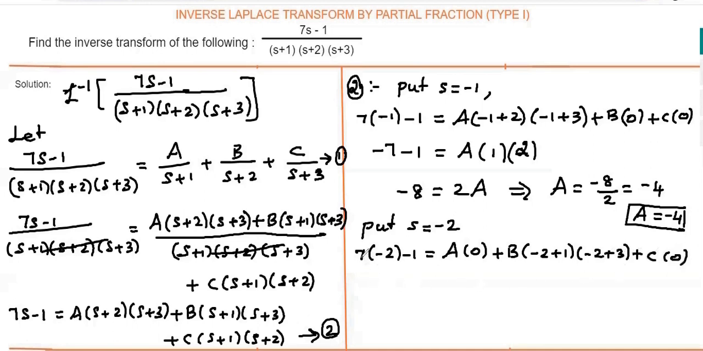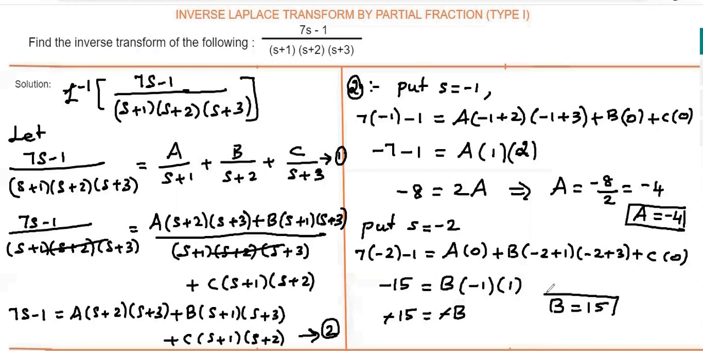So let's just solve this. Minus 14 minus 1 is minus 15, equals what happens to this b? It will be minus 1 here, and here minus 2 plus 3 is positive 1. So we'll have minus 15 equals minus b, and this negative will get cancelled. So I'll be getting b equals 15.